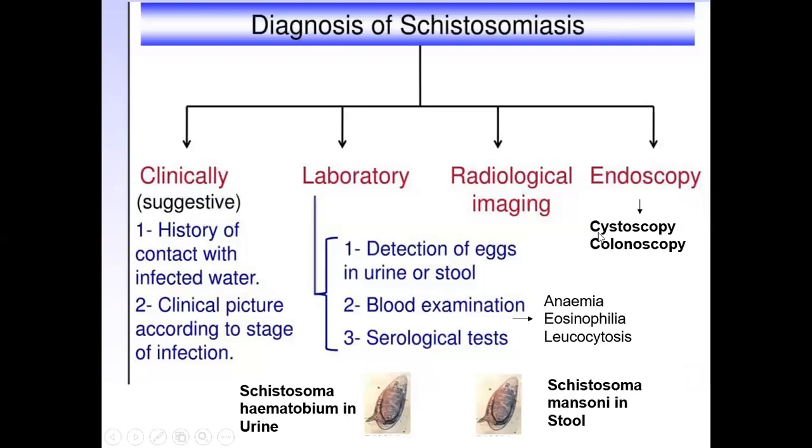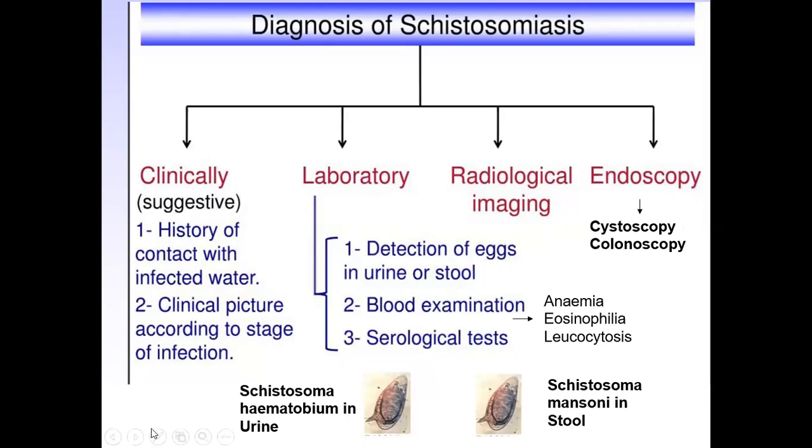Coming to the diagnosis, there are four different aspects of the diagnosis. Number one is the clinical, where we have a history of contact with infected water, and the clinical picture would be according to the stage of the infection. So the patient will either come to you with abdominal pain, if it is Schistosoma japonicum or mansoni, or he will come with some urinary complaint. Then in the laboratory, we need to, number one, detect the eggs in the urine or the stool.